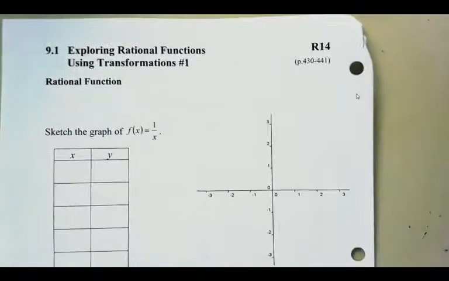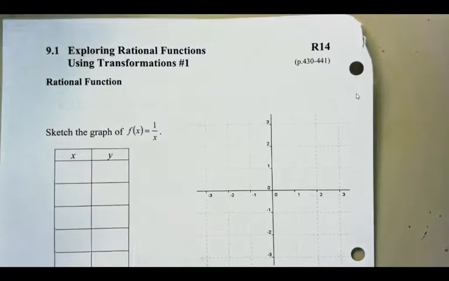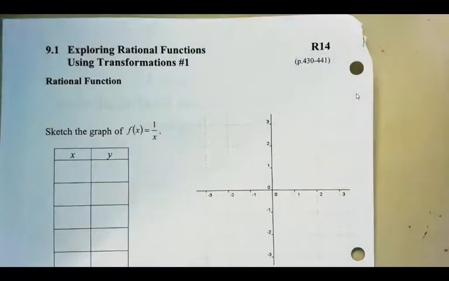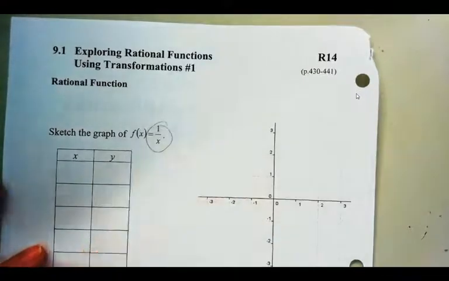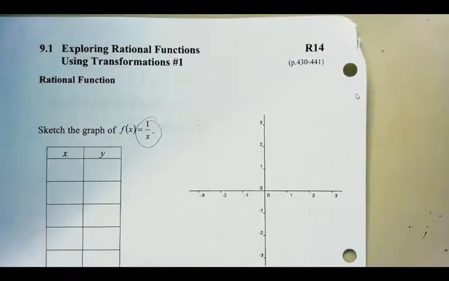So, exploring rational functions using transformations. Remember this way back from chapter 1? We did transformations. This is coming back again. So now our new parent function is 1 over x. Do you guys have a clue what 1 over x possibly looks like? I believe we looked at this in grade 11.